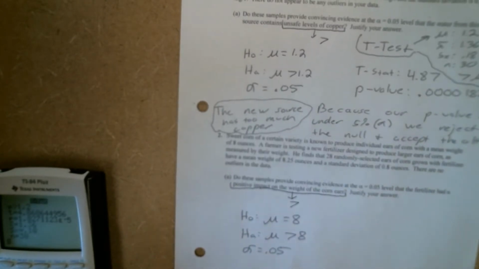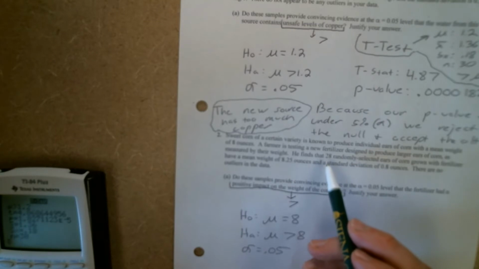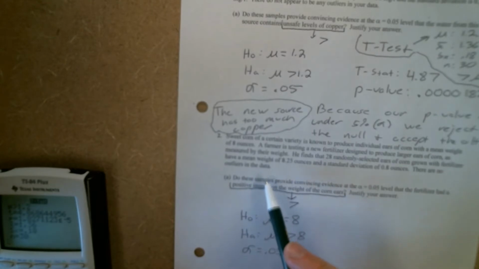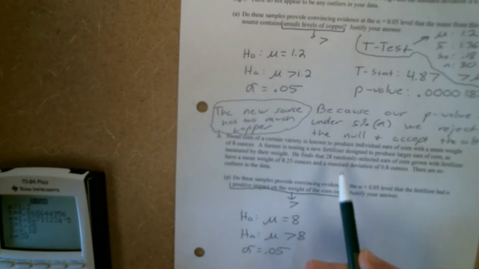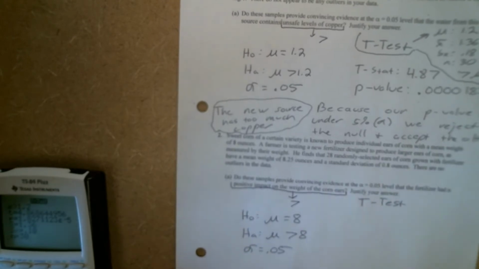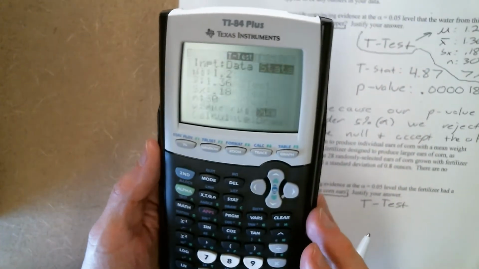Now, we should go through the conditions here. 28 is pretty likely less than 10% of the population. We selected them randomly. N is less than 30 here, but we have no outliers, and weights tend to be pretty consistently normally distributed. So we're close enough that there's no real concern that we're going to run into any problems. Again, we're good to go. So we're going to do our t-test, because we never do z-tests.